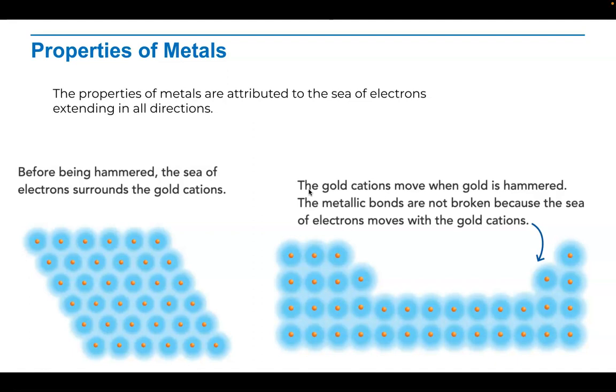This sea of electrons model is why metals have certain properties. Before being hammered, the sea of electrons surrounds the gold cations, and if we imagine this piece getting struck by a hammer, you can see that our gold cations move when the gold is hammered, but the metallic bonds are not broken because the sea of electrons moves with the gold cations. They can move in all directions, and so it's able to easily shift without breaking apart.